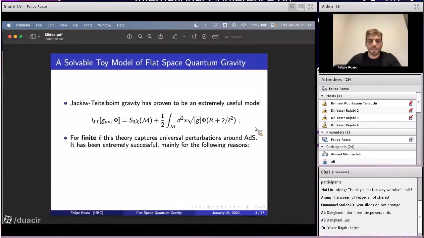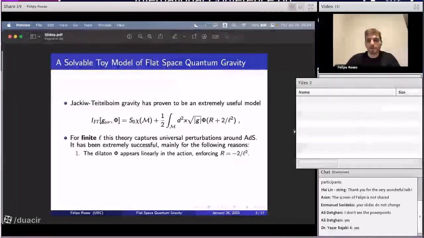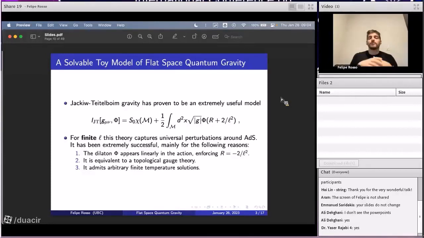Okay, and there are several features that are super convenient about this action that have made it very successful, and to me they are the following. First, the dilaton appears linearly as we see in the action, and it enforces the constraint that the Ricci scalar has to be constant and negative, meaning that all solutions of the theory have to be equal to AdS. This is the first fact. The second fact is that this theory is actually equivalent to a topological gauge theory. This is something that is not obvious from the way I've written the action, but it has been known for a long time. And the third point is that it admits arbitrary finite temperature solutions.